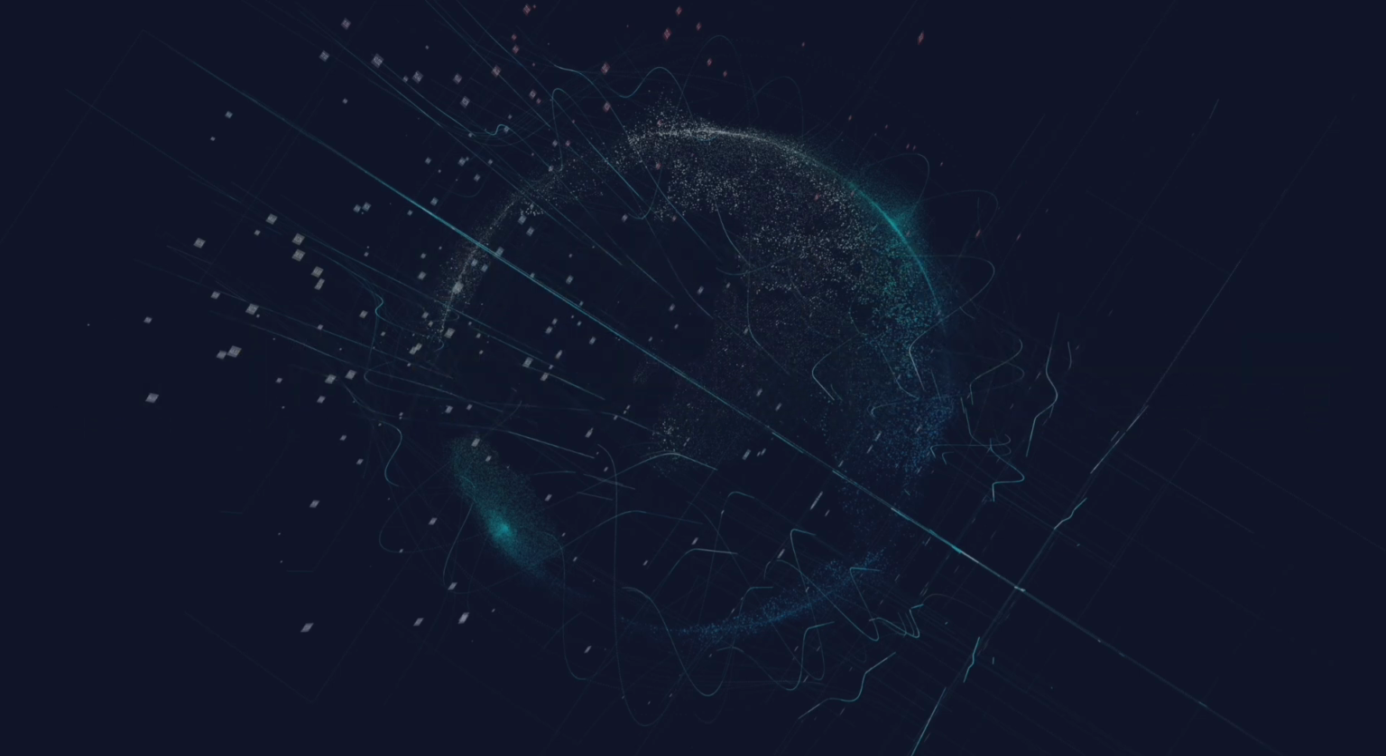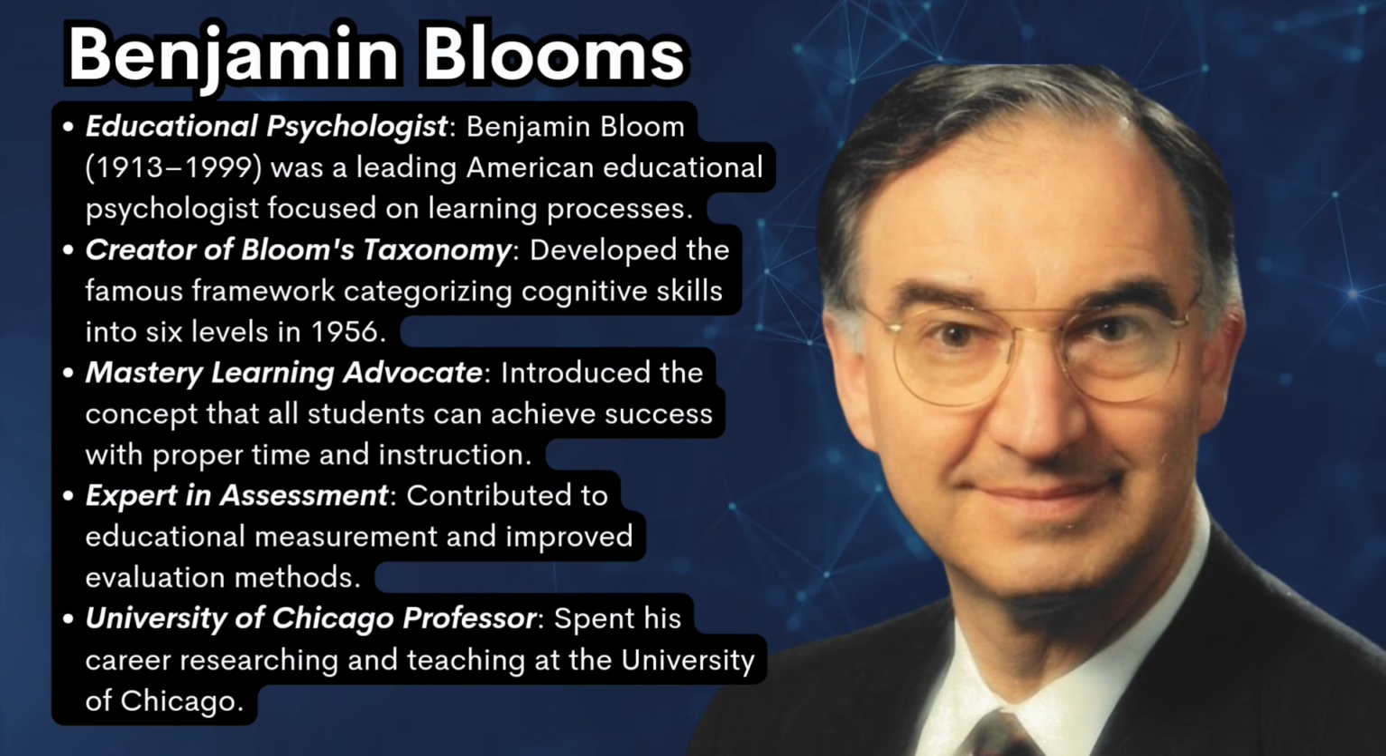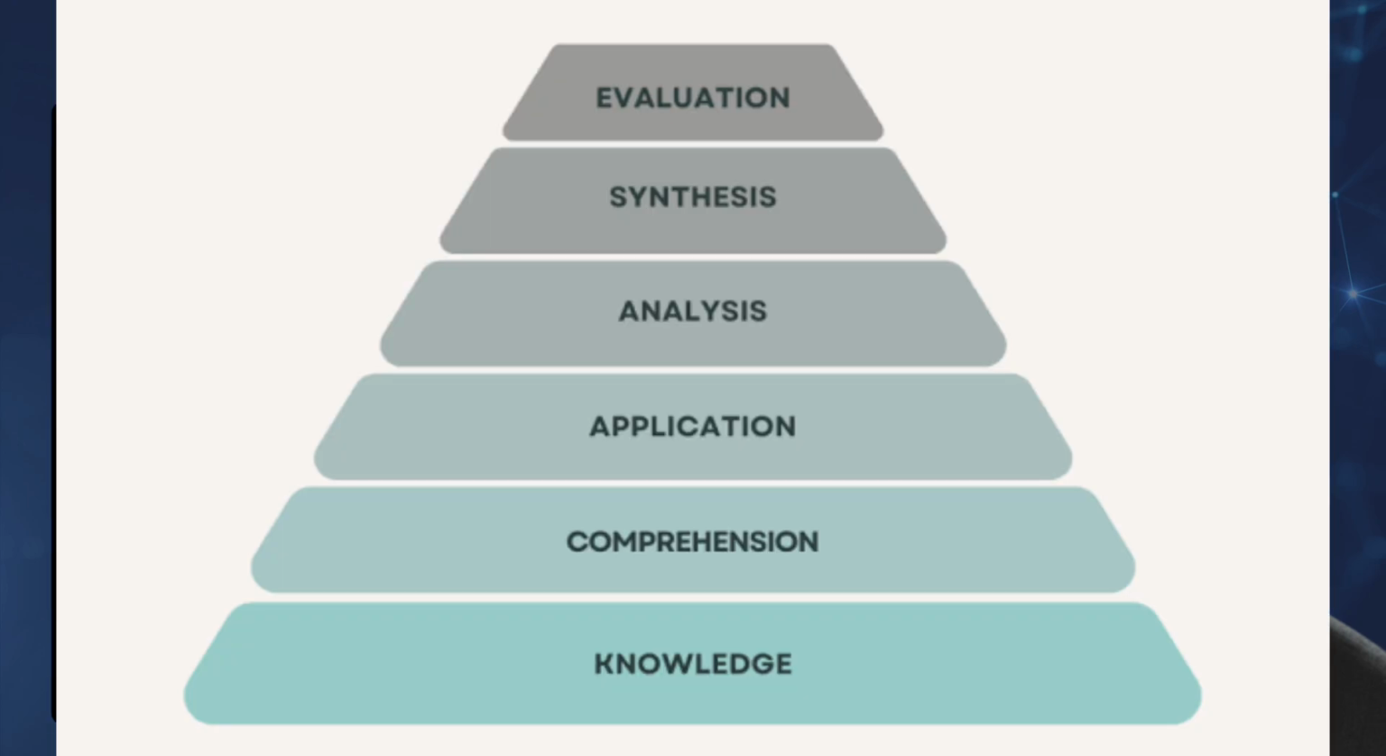Digital Bloom's Taxonomy is an evolution of the original Bloom's Taxonomy of educational objectives, which was first developed in 1956 by Benjamin Bloom and his colleagues to classify educational goals into a hierarchy of cognitive skills. The original taxonomy consisted of 6 levels: knowledge, comprehension, application, analysis, synthesis, and evaluation.